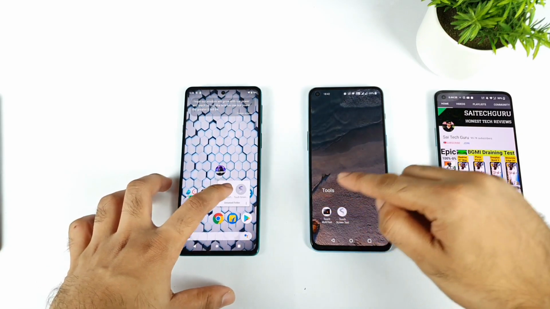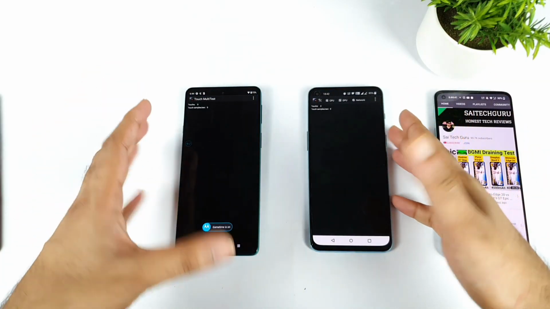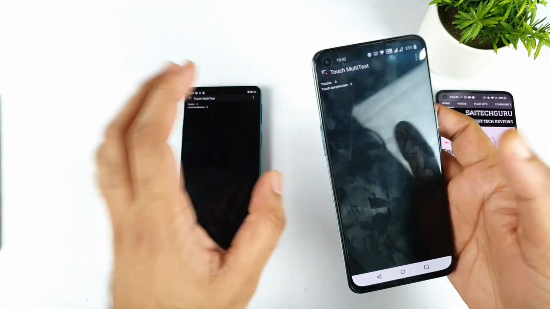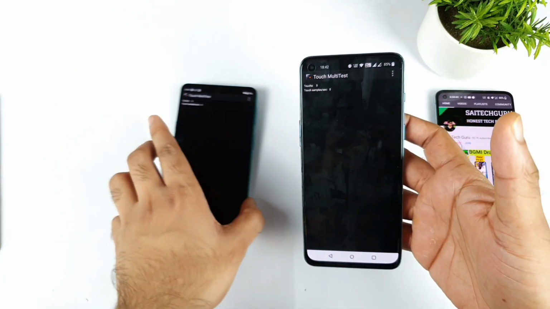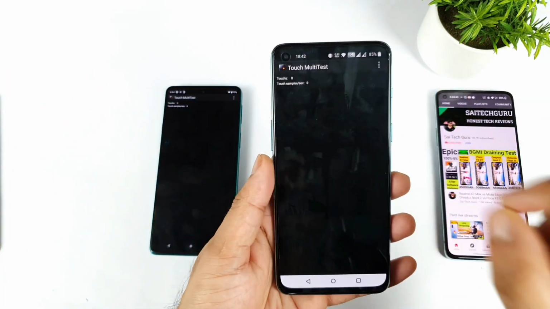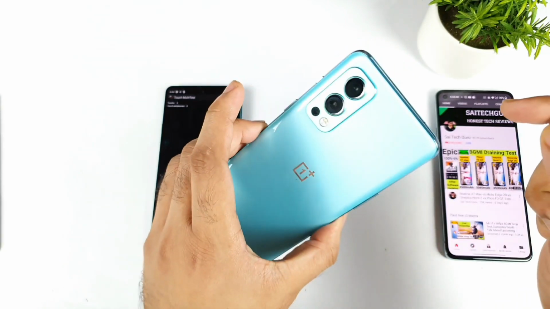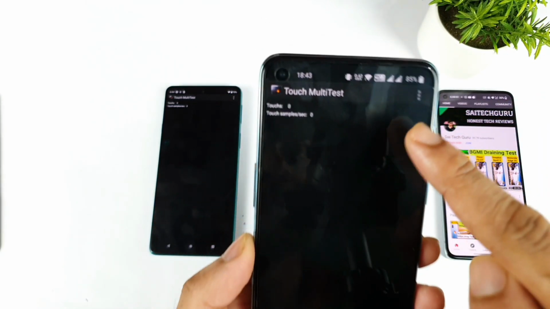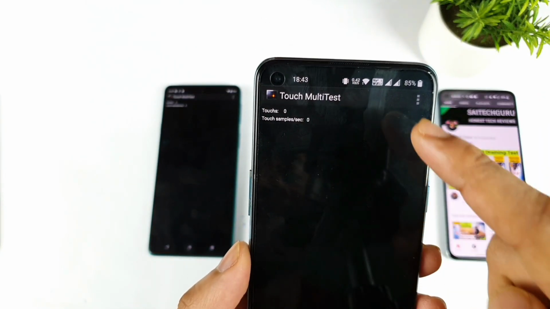First is the Touch Multi-Test. Using this application, you can know the touch sampling rate of whatever mobile phone you're using. First let me try it on the OnePlus Nord 2. This is the OnePlus Nord 2, and we're getting a number close to, I think, 290 or somewhere around that.